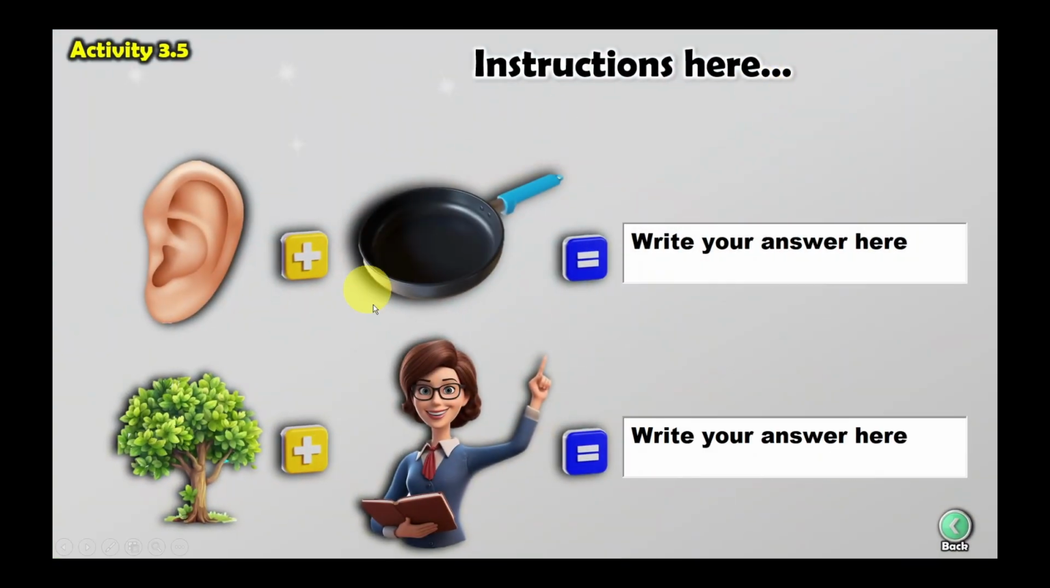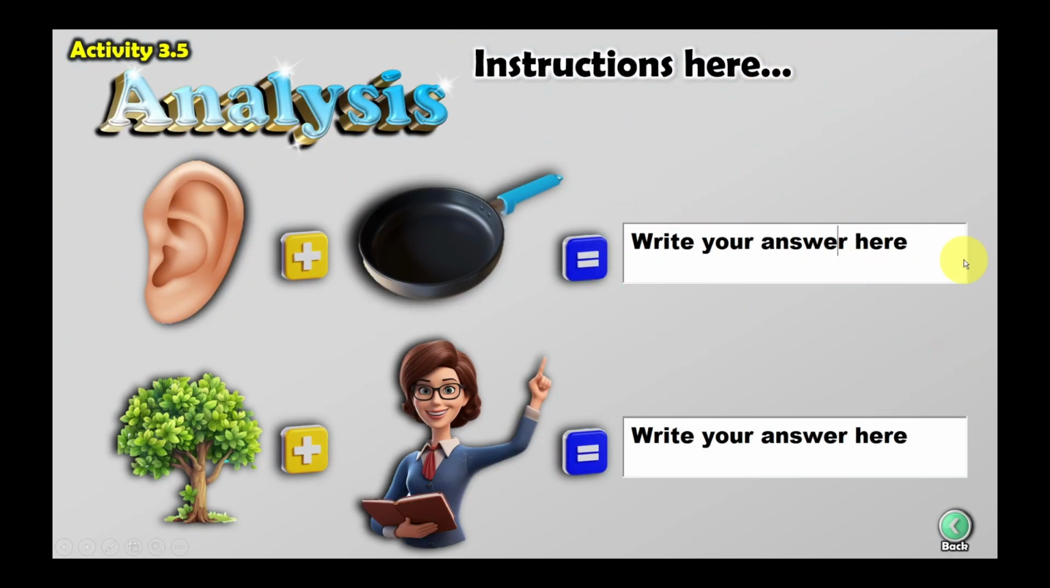Now for the fifth category. It is an analysis activity. You may also edit this and connect it to your topic. You just need to incorporate photos or pictures that are related to your topic and let the player identify each. This is interactive since the player needs to type in his answer on this field.